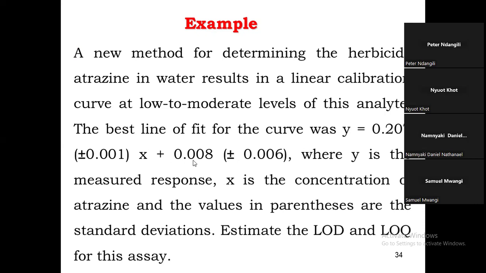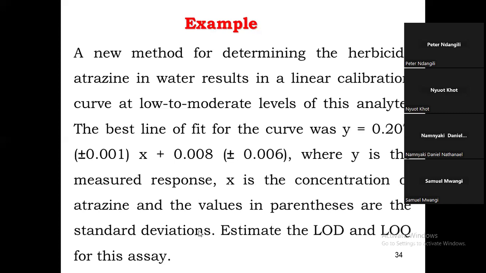plus 0.008 [plus or minus 0.006], where y is the measured response, x is the concentration of the atrazine, and the values in brackets are the standard deviations of the measurements. Estimate the limit of detection and the limit of quantitation for this assay. Now, limit of detection and the limit of quantitation.